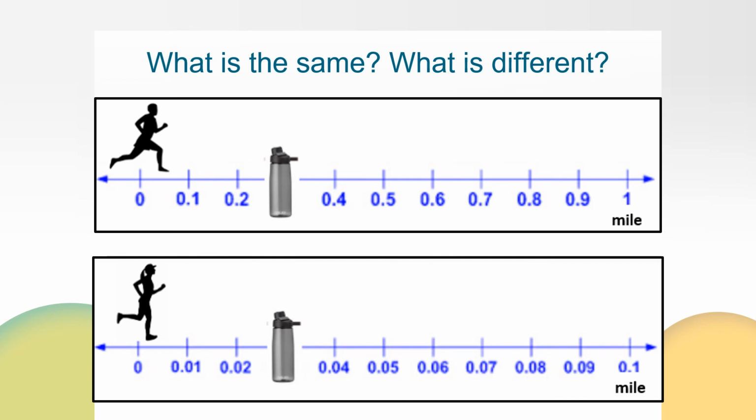Let's talk about what's different. The value of each interval on their number line is different. Jaylen's number line is counting by tenths until he reaches 1 mile. Lauren's number line is counting by hundredths until she reaches 1/10 of a mile or 10/100ths of a mile. It looks like Jaylen's run might be a further distance than Lauren's run because 1 mile is greater than 1/10 of a mile. Now we are going to compare the point where both of them stop to take a sip of water.